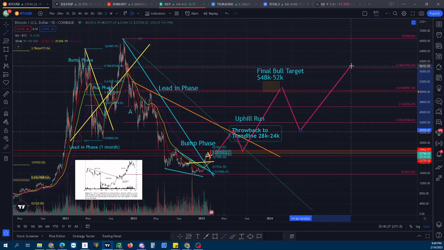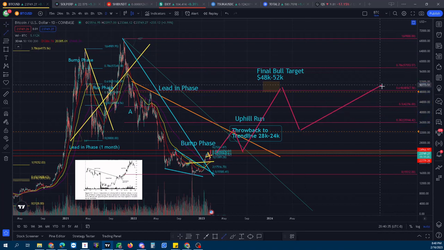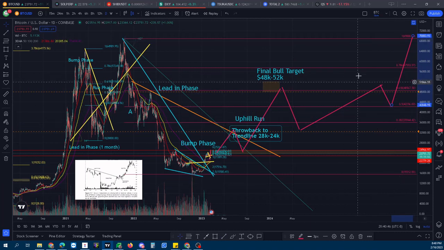And then we go somewhere and we retest over a long period of time. Retest the old high. Come back. And then we retest the old all-time high by sometime in 2025. That's my guess for right now.